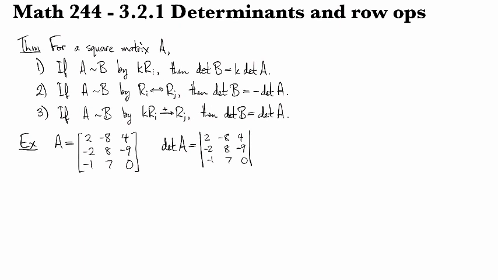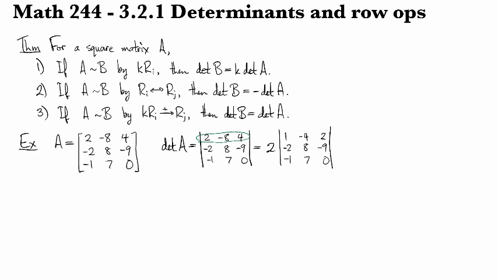So first thing I notice is that there's a common multiple of 2 across the first row. So I can effectively just factor that out. This first row operation says that you can basically just pull the 2 out of that first row and write it out in front of the rest of the determinant. So we've got 1, -4, 2, -2, 8, -9, -1, 7, 0 left inside the determinant.